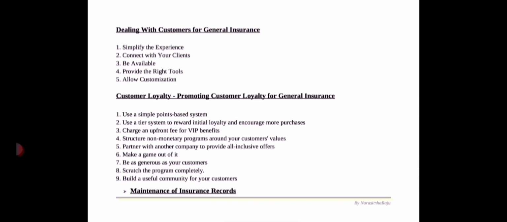And the next one is to scratch the program completely. Considering how many businesses offer loyalty programs, one innovative idea to make yourself stand out is to skip the idea of employing a program altogether. Instead, build loyalty by providing customers with awesome benefits related to your business and product or service with every purchase. And the last one is to build a useful community for your customers.